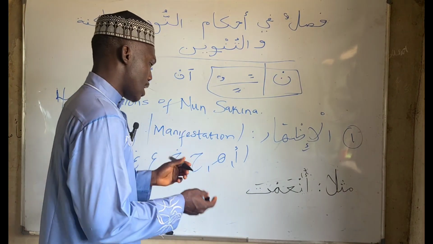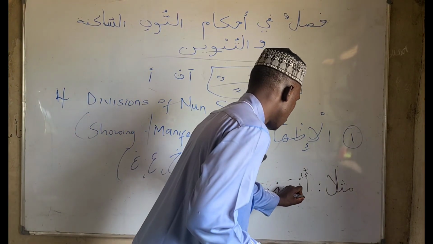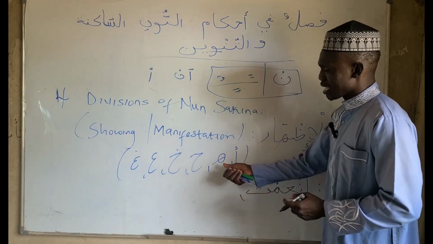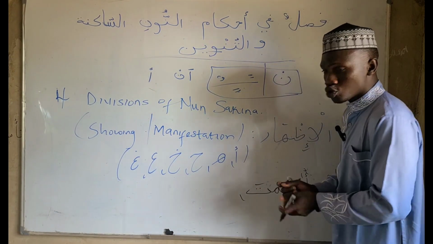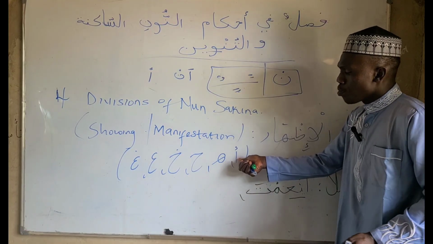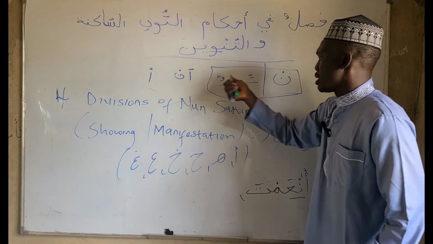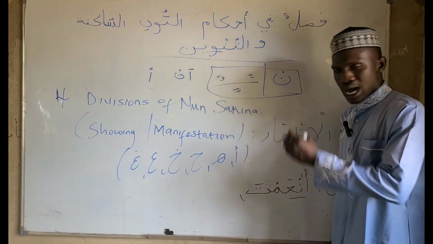So another example we can use is for Tanween, right? You know, Nun Sakinah and Tanween both go together, right? The Tanween has to come before any of these letters. It can be Fatha Tanween, it can be Kasra Tanween, it can be Damma Tanween.